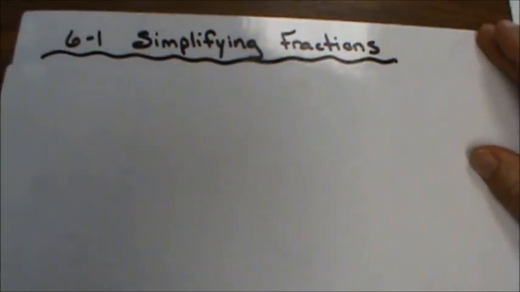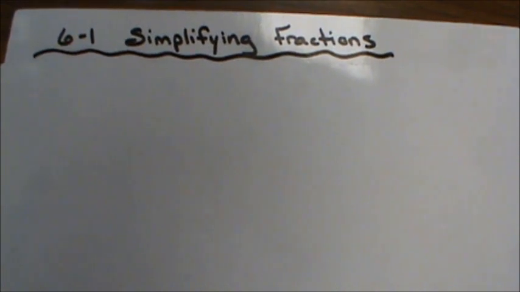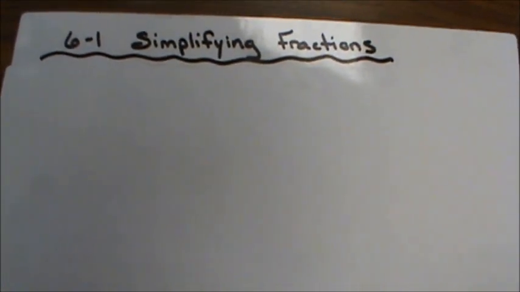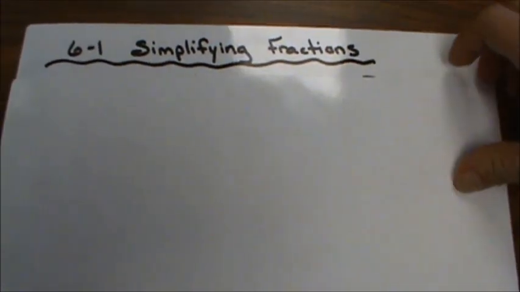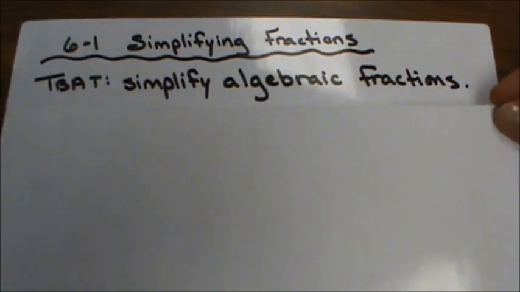Congratulations! You made it to Chapter 6. 6.1 is about simplifying algebraic fractions. So there's a few things we need to know before we can start jumping into the problems.